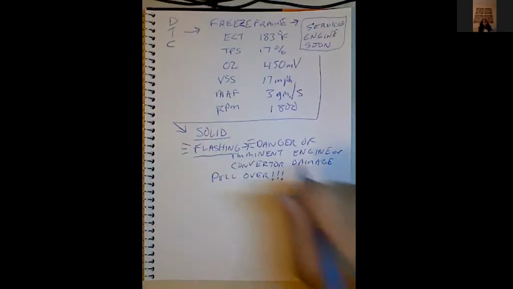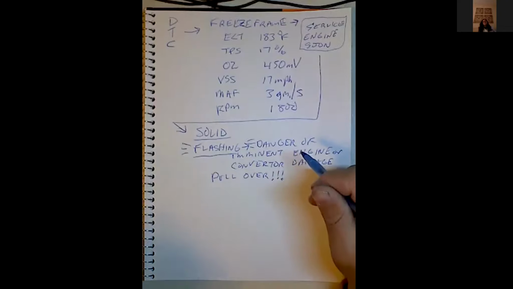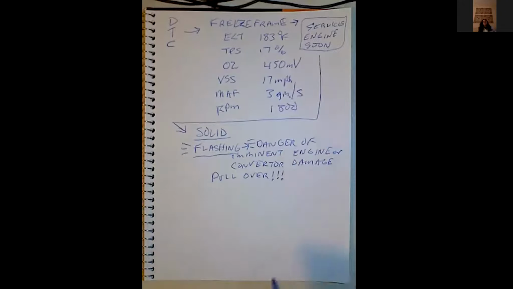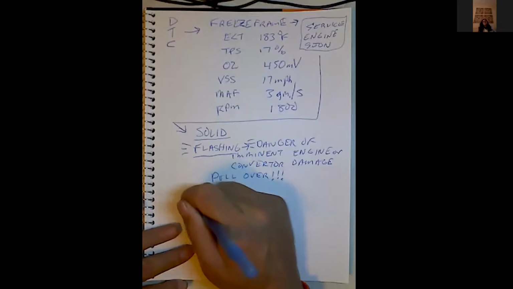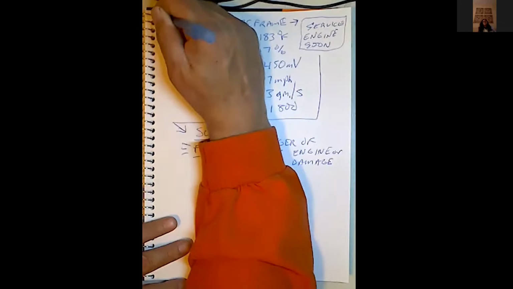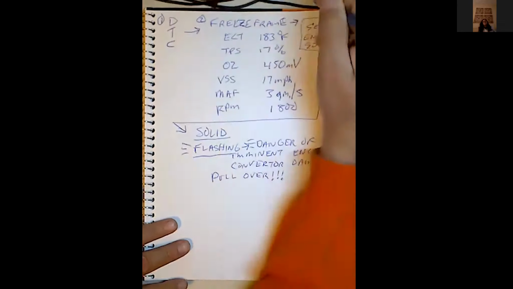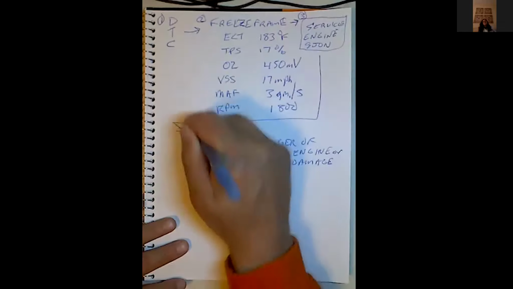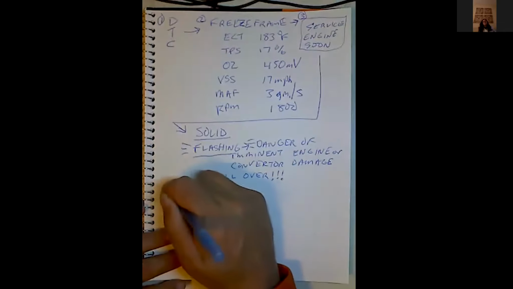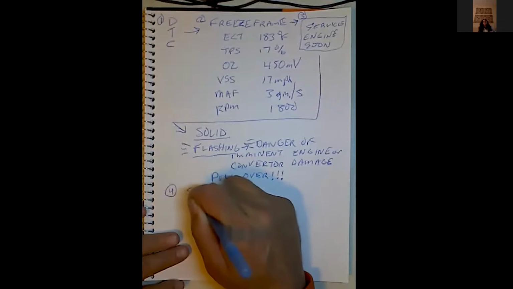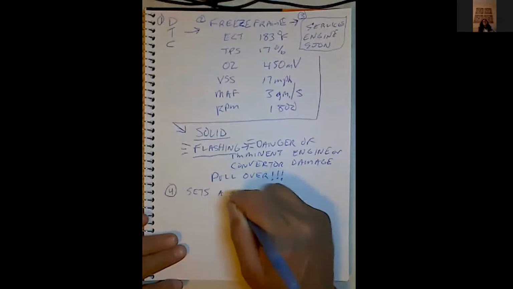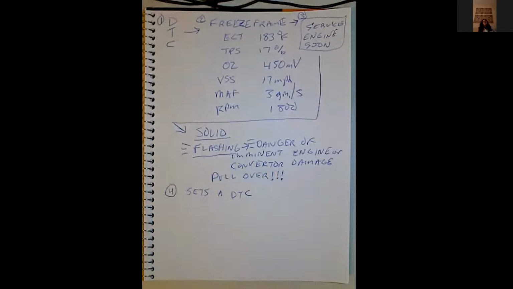Okay, so if it's flashing, there's danger of imminent engine or converter damage. Either one is bad, so don't be that person. And then, so I guess we could say 1, 2, 3, 4 is going to be set a DTC. Okay, so once your computer has set a DTC, it is in there waiting for you to access it.